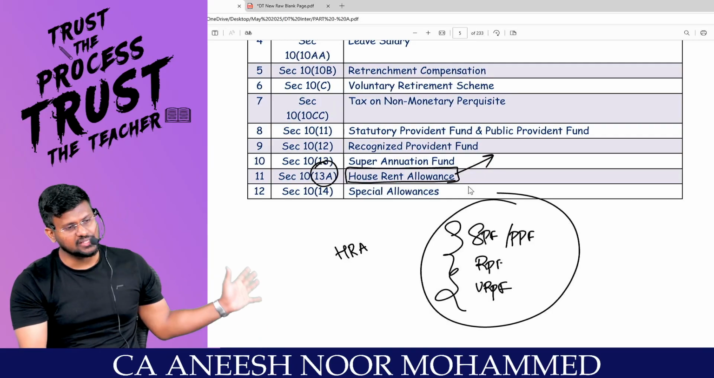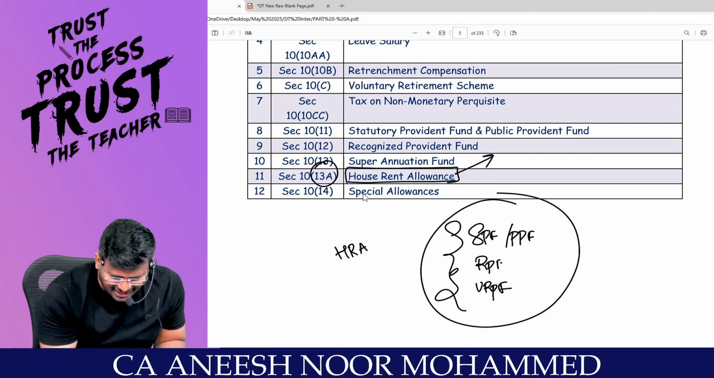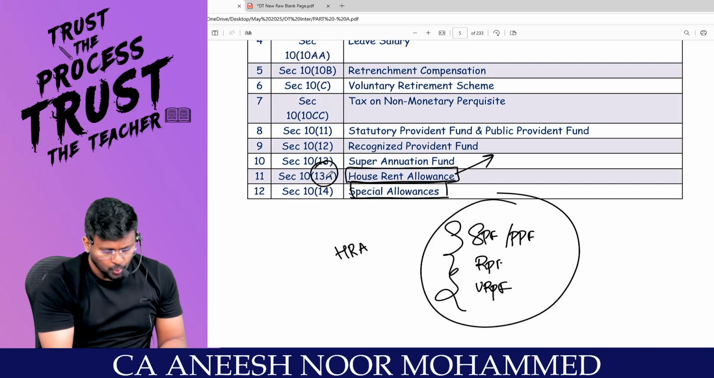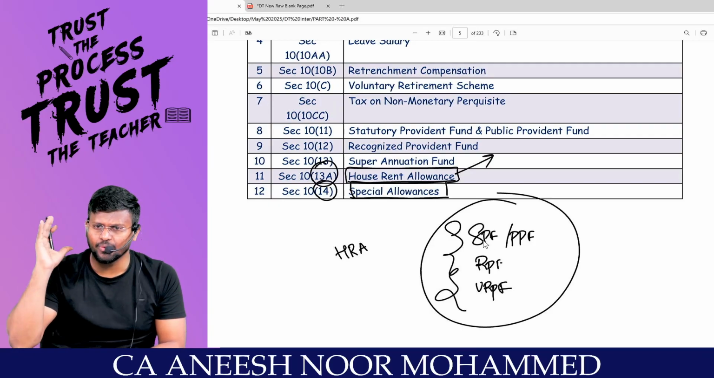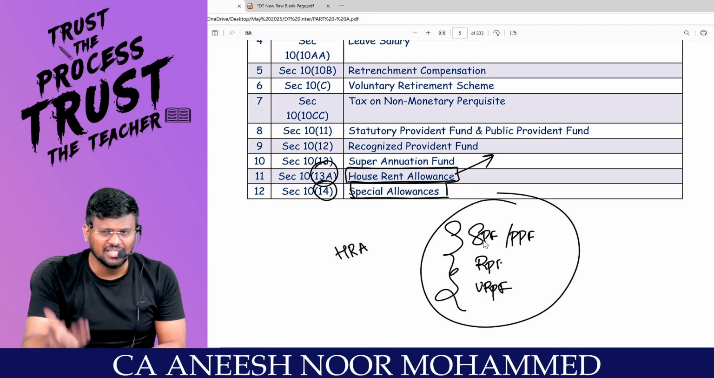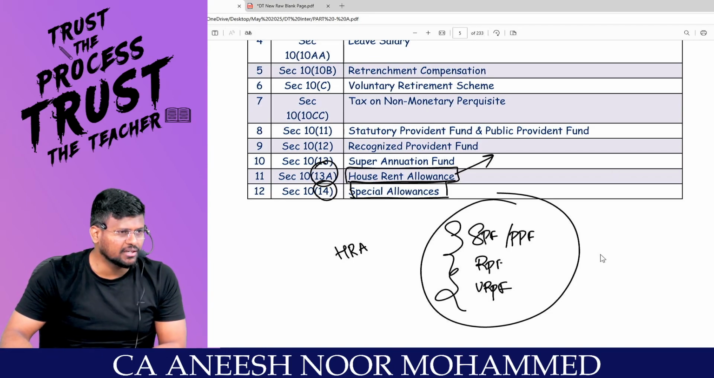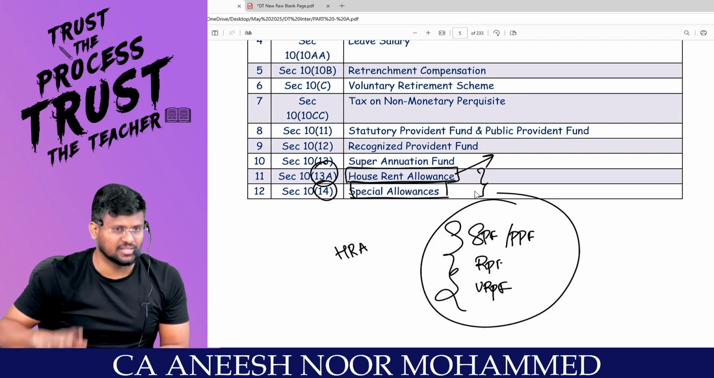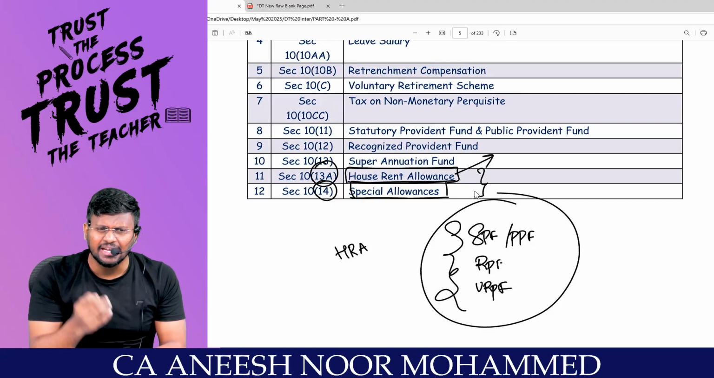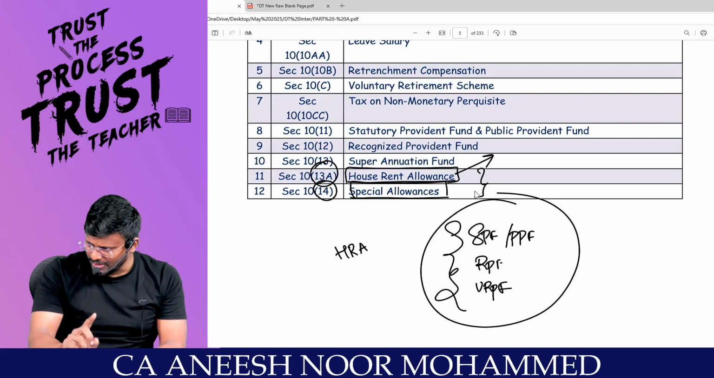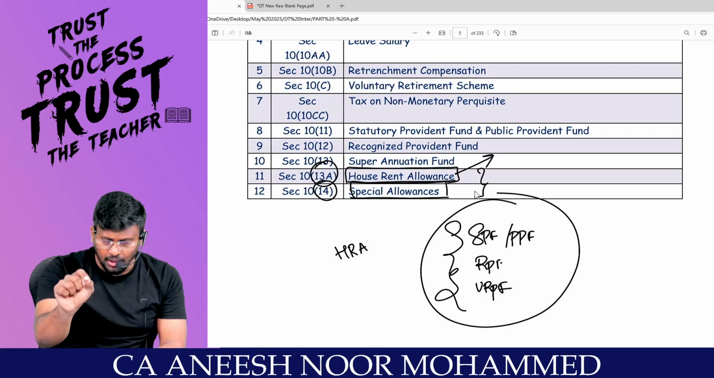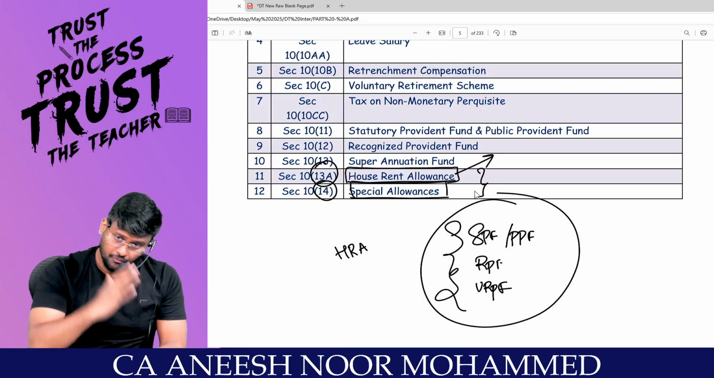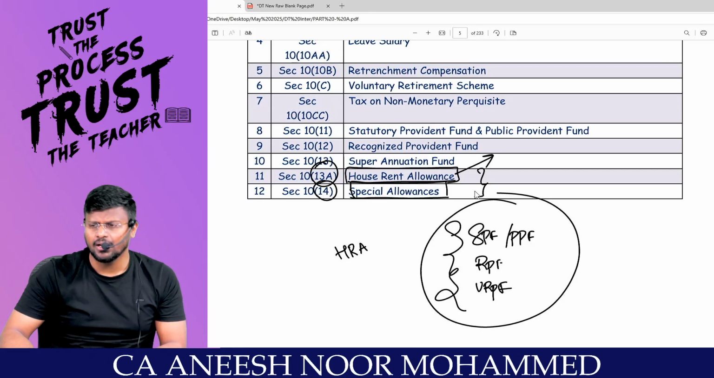House rent allowance. Are you all really with me? There are certain other allowances, called special allowances, which are covered under section 10.14. So what is section 10.13A? HRA. What is section 10.14? Special allowances. These are applicable for allowances. There is no specific exemption item for the perquisite, so any perquisite received by the employee from the employer will be fully taxable. For the time being, we may have exemption when we study the perquisite part.